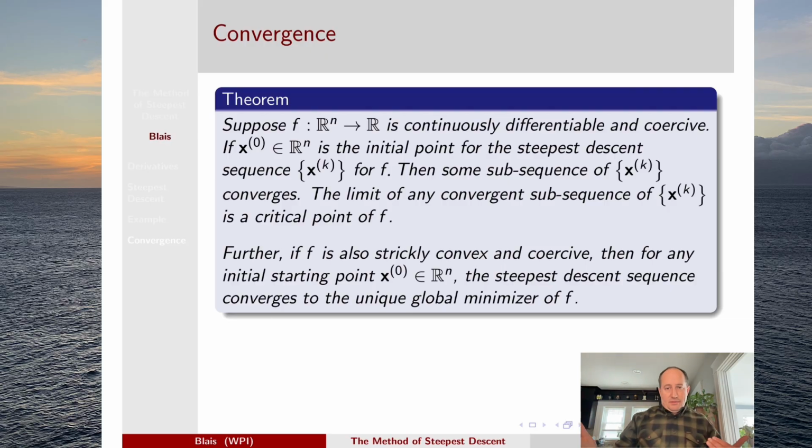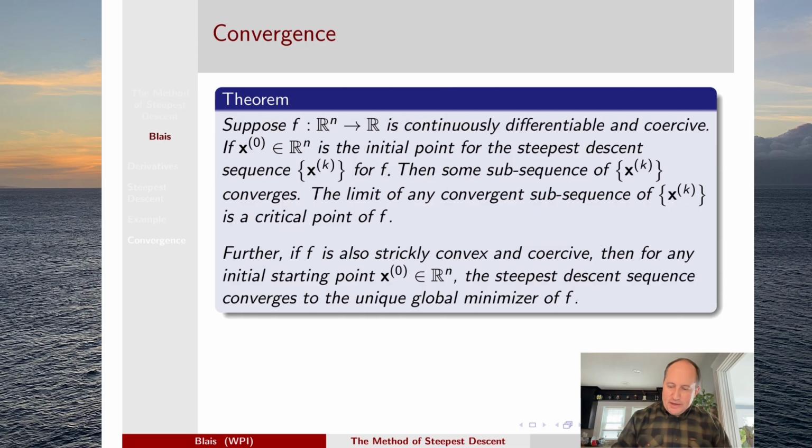In addition, remember, we always like to think about what happens if our objective function is convex, because that's when everything is nice. If you have a convex optimization objective function, then your first order conditions become not only necessary, but also sufficient. And so in the case where your objective function is both coercive and convex, your steepest descent sequence converges to the unique global minimizer of f. So when things are convex and coercive, you get this really nice payoff.